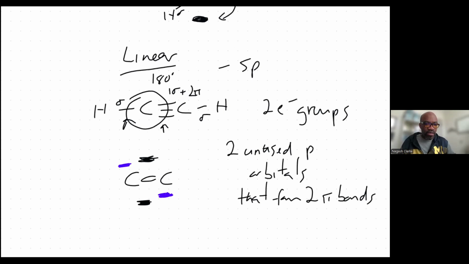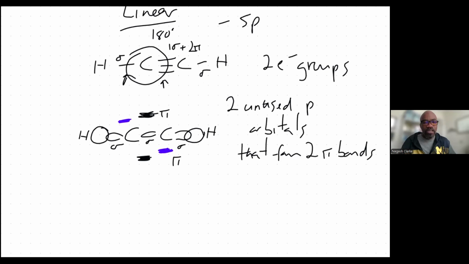And then let me go back to black here. So then you have another sp bond here. So that's sigma here, sigma here, sigma in the middle. And then you have pi here as well as pi here. So that's how you get your two pi's. And this is hydrogen. Any time you see a central atom with only two electron groups, it's going to be sp hybridization.